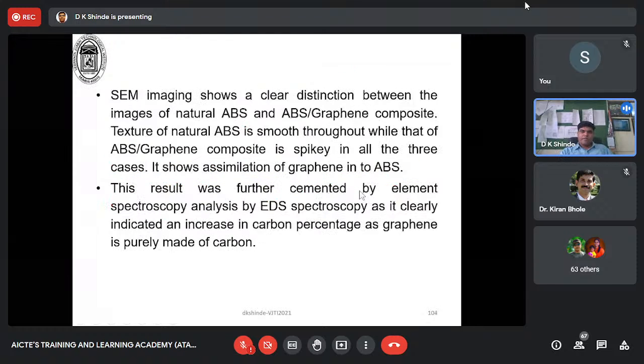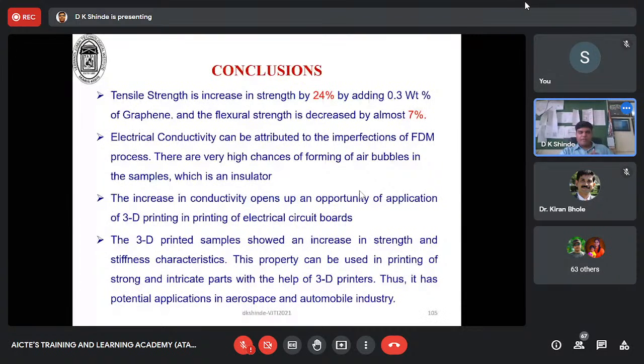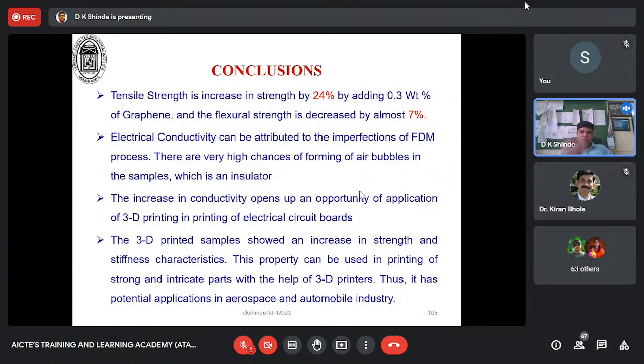From this entire analysis of tensile strength and electrical conductivity, overall a 21% improvement with 0.3% graphene in ABS was achieved, with decreased flexural strength. The electrical conductivity is affected by those imperfections, but it is still improving. If you reduce those bubbles and air pockets, this property will improve a lot. That is the clear indication graphene has given from the outcome of this result.